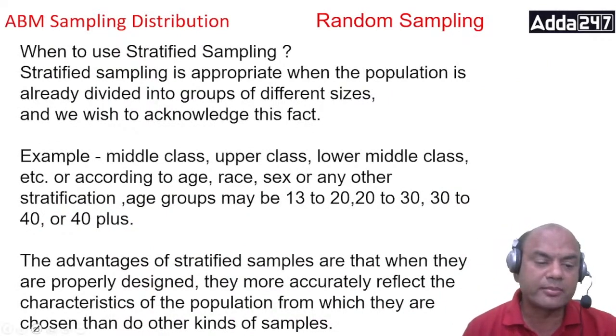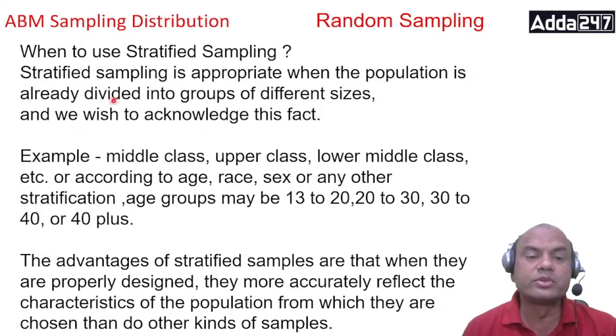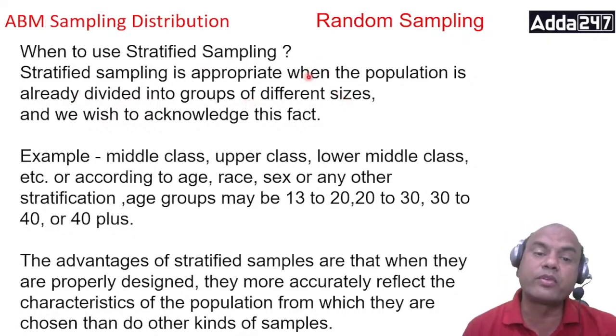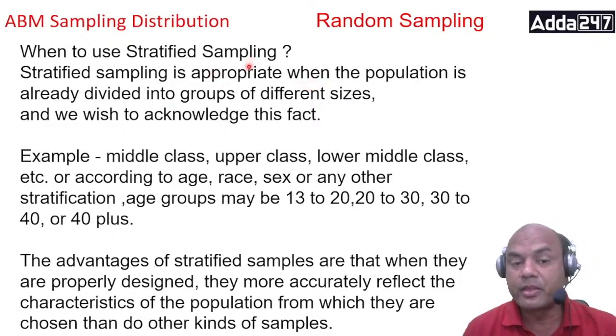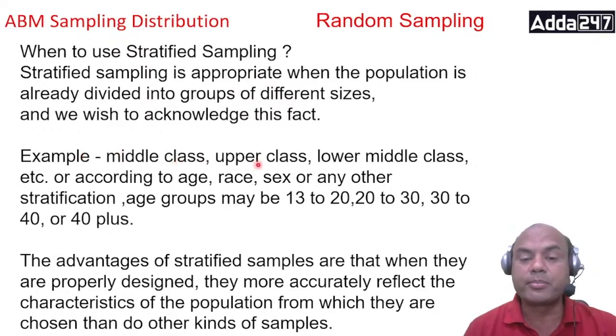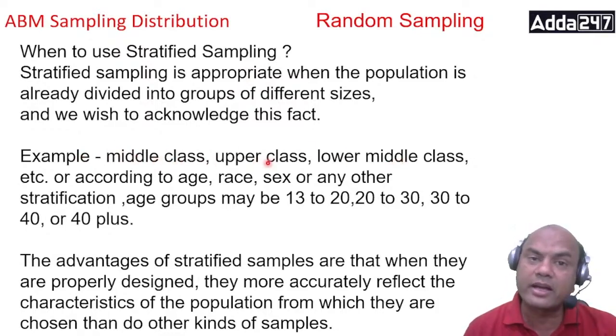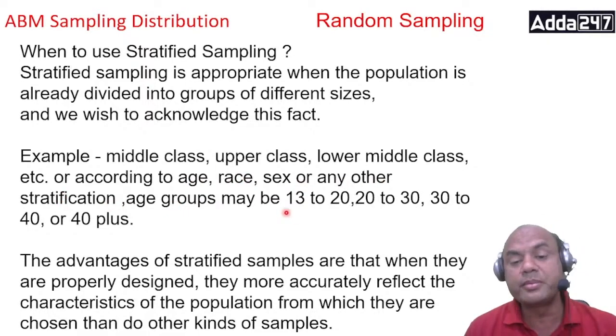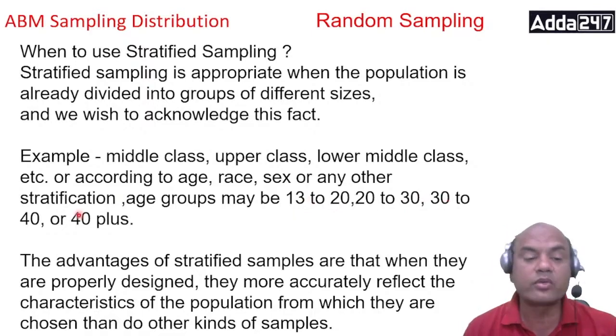When to use stratified sampling? Stratified sampling is appropriate when the population is already divided into different groups. It means I have already divided 40 to 50% marks, 50 to 60. Then stratified sampling is useful. Example: middle class, upper class, lower middle class. I have divided this already, so stratified sampling is of use. According to age, race, gender or any other stratification; age groups may be 13 to 20, 20 to 30, 30 to 40 and so on.